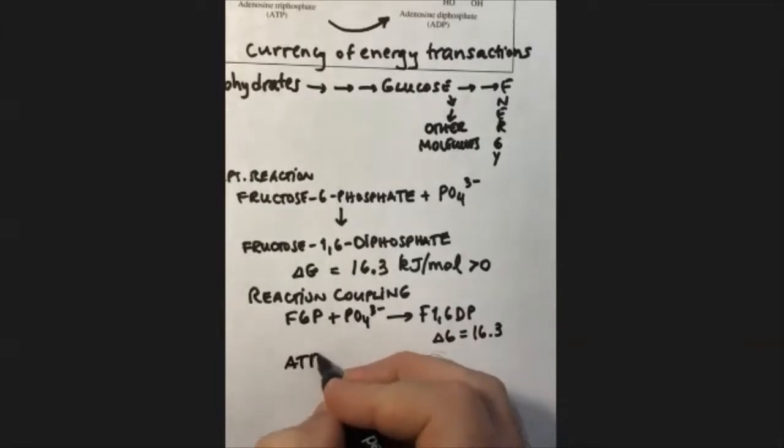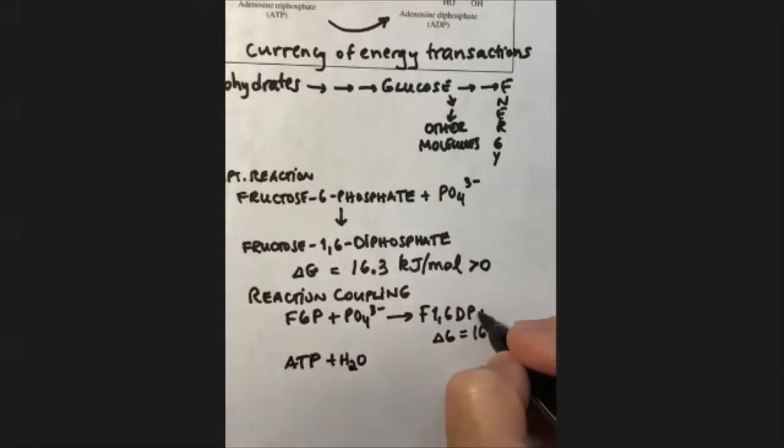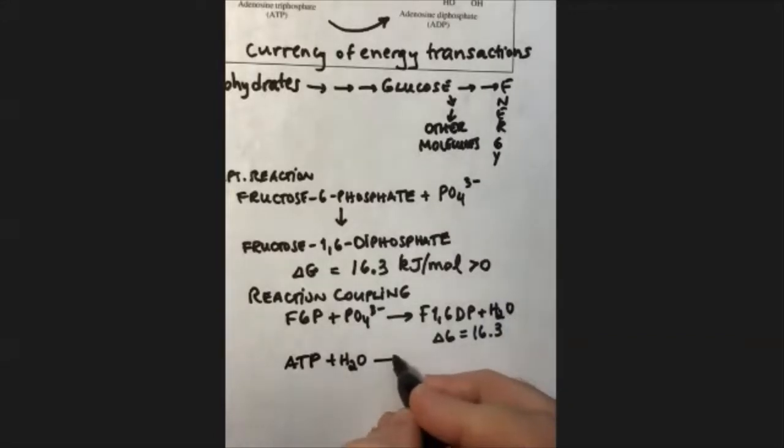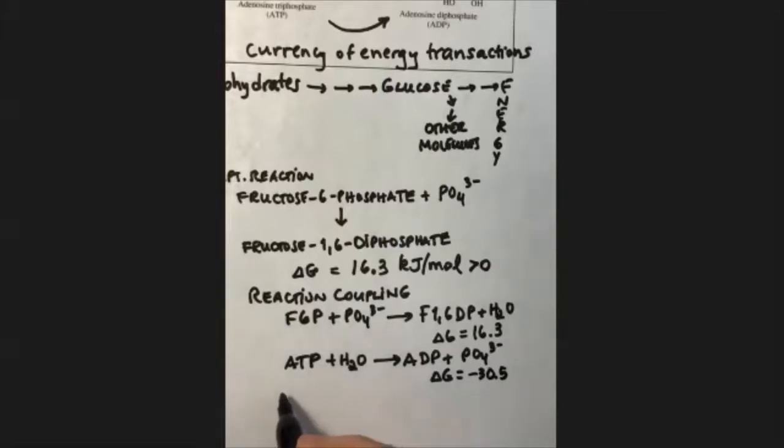So ATP plus water. As a matter of fact, this also produces water here. That's a secondary product. And this generates ADP plus PO4, in other words, phosphate. This process has a delta G of negative 30.5 kilojoules per mole.